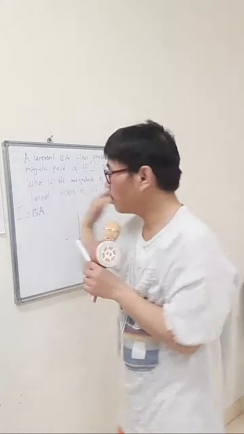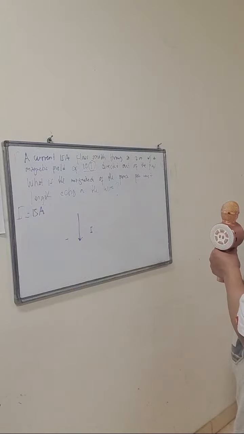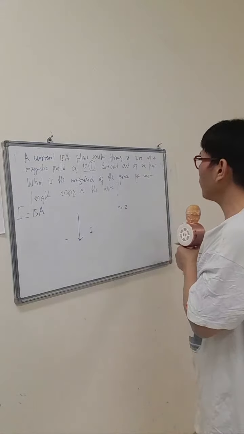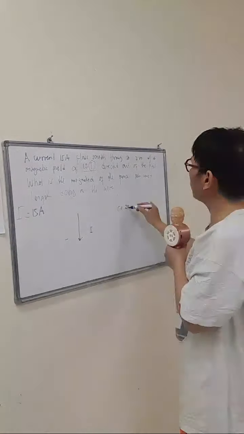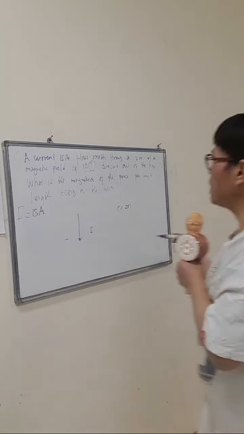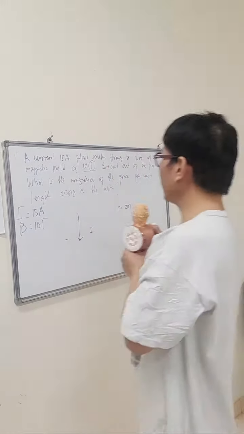Something like that. Okay? And then, through a 2 meter magnetic field. 2 meter, this is going to be the R. Okay, R, 2 meter. Right? Yes. Okay, 2 meter. With a magnetic field of 10 Tesla. This is going to be the B. Tesla. 10 Tesla magnetic field.